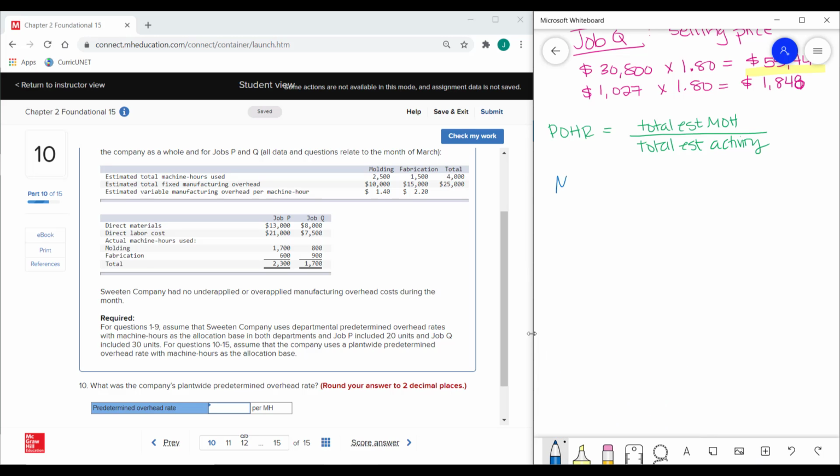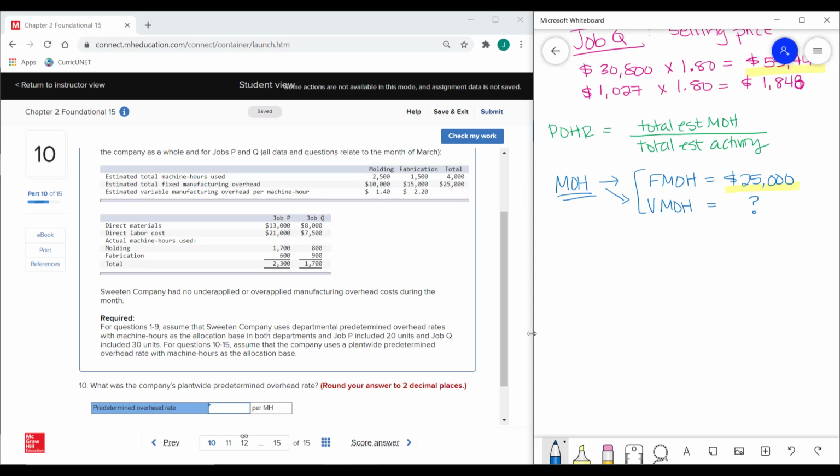Okay, so we're going to start with our calculation here. We first want to find the total estimated manufacturing overhead for the company as a whole. We already know the fixed manufacturing overhead for molding and fabrication. Remember the 10,000, the 15,000, but we're going to add that together to say for the entire company, the estimated fixed overhead is $25,000. But remember, manufacturing overhead is made up of both fixed and variable elements. So we need to find the variable manufacturing overhead that we estimated for the company as a whole. These two added together give us the total estimated manufacturing overhead.